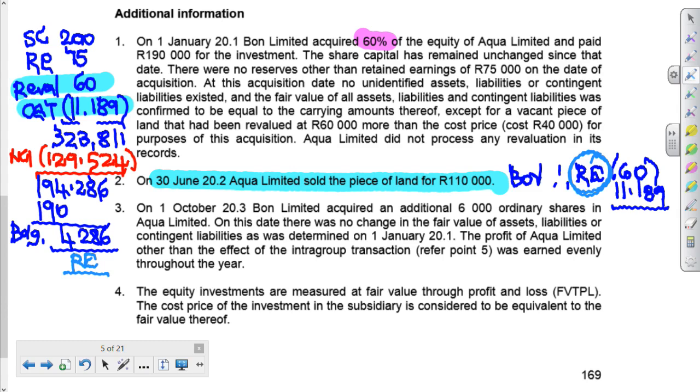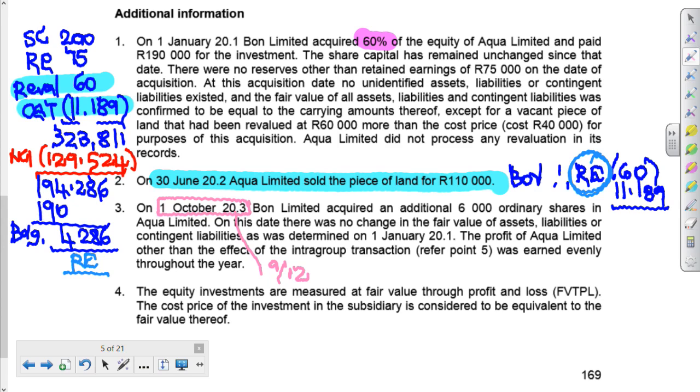Okay, then on the 1st of October 3, is that in the current year? Do you agree? It's 9 months, because our year end is December. Okay, so I want to work with that. I want to make sure that I understand that months are only applicable if they say to you that profit is earned evenly. If they give us information about profit, then that's what we must use.